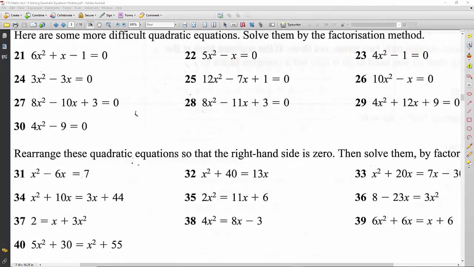Let's turn our attention to question 28. 8x squared minus 11x plus 3 equals 0. Why don't you now pause the video, have a go at the solution yourself, and then rerun the video and see if we get the same answer.